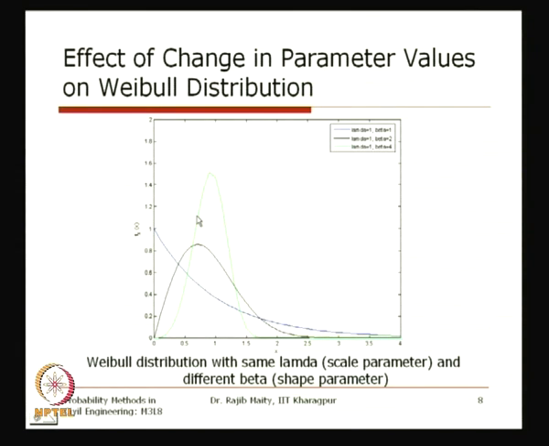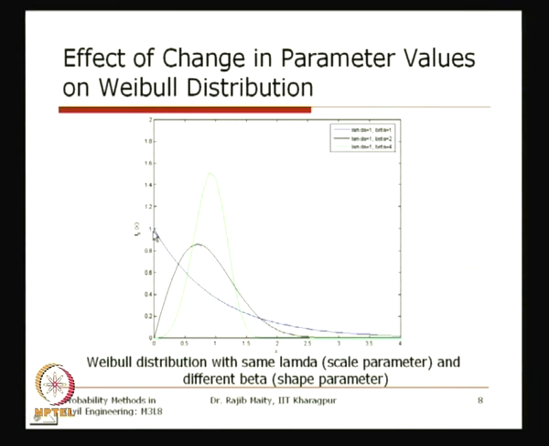The first is that we just discussed that when beta is equal to 1, irrespective of any value of lambda, it approaches the exponential distribution. So we can see here that this is an exponential distribution, and we know that at x equals 0, the value of f(x) is 1 by lambda. As we are taking lambda equals 1, at x equals 0 it comes to be 1.